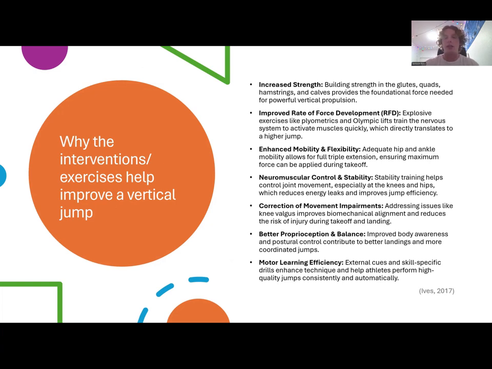Things like increased strength, improved rate of force development, enhanced mobility and flexibility, neuromuscular control and stability, correction of movement impairments, better proprioception and balance, and motor learning efficiency. It helps one to use these interventions and exercises to improve, number one, the takeoff, number two, the height, and number three, the landing, because landing is when people usually injure themselves the most.